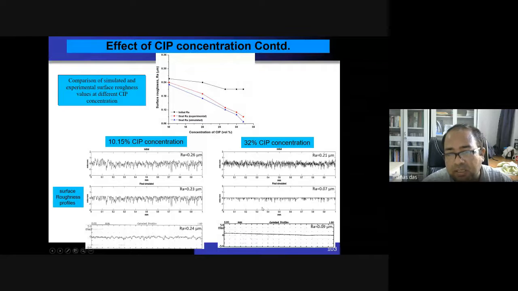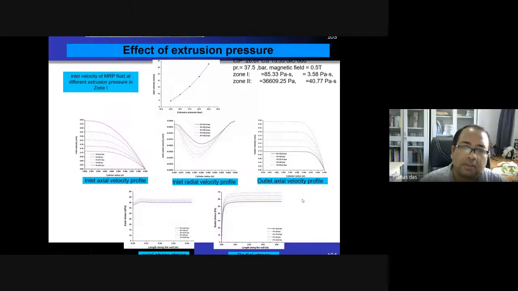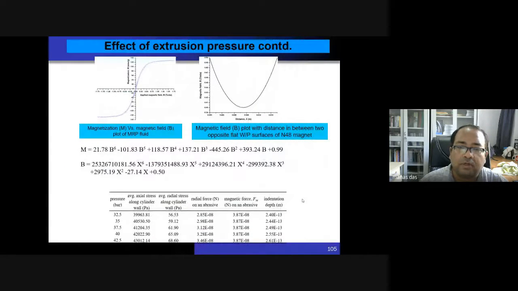This is the final surface finish which we got from the surface finish modeling, and this is the experimentally measured one. Experimentally we got 0.09 micron, and from simulation we got 0.07 micron. The input to this surface finish modeling is the forces, which we calculated from the stresses from the CFD simulation, from the magnetic field simulation, and from the extrusion pressure also.